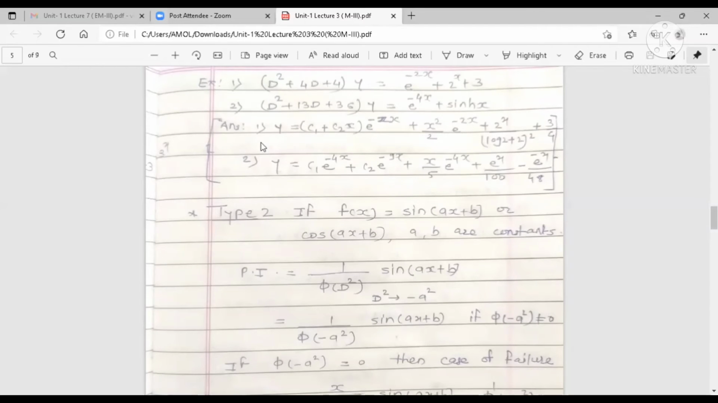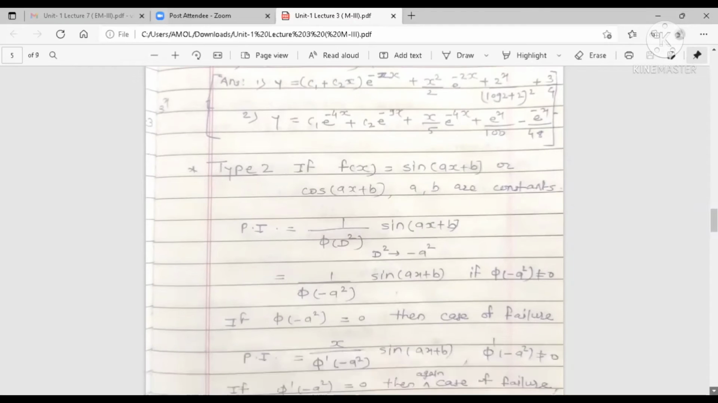Now the second type, or case 2, is here of the shortcut method. Case 2 is when the function f of x is sine of (ax plus b) or cos of (ax plus b), where a and b are constants. Then what is the formula for PI? PI is equal to 1 upon phi of D square into sine of (ax plus b).